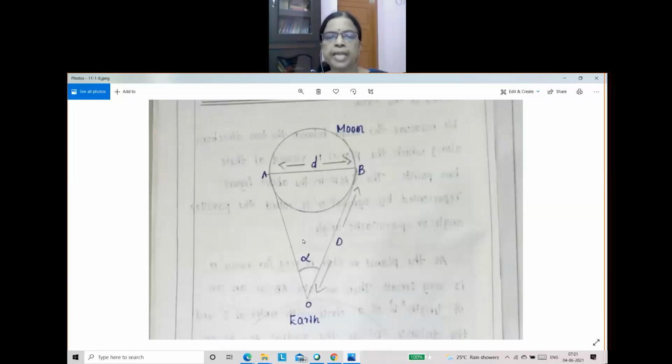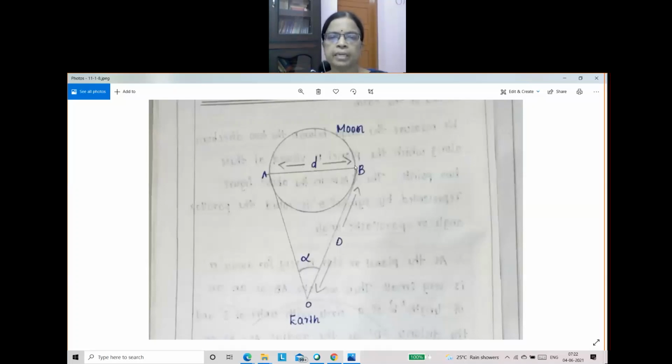How much we turn the telescope to view A and B, let us take that as alpha. The diameter of the moon is what we have to measure, small d. The distance from Earth to moon, capital D, we have calculated by the parallax method. Now alpha is known to us, capital D also we know, the only unknown is small d. So the same formula we are using: angle equals arc length by radius.